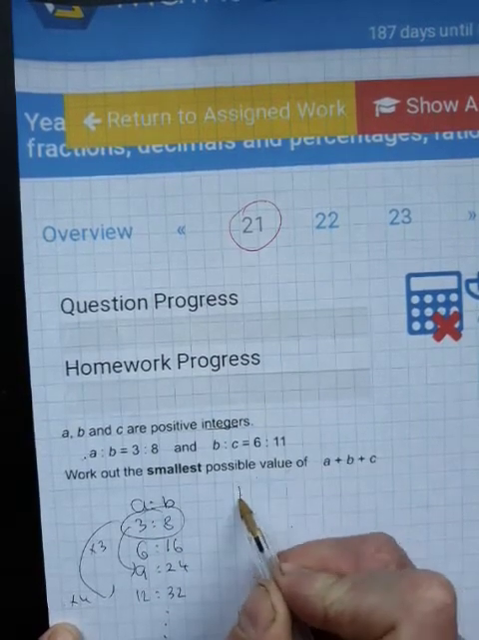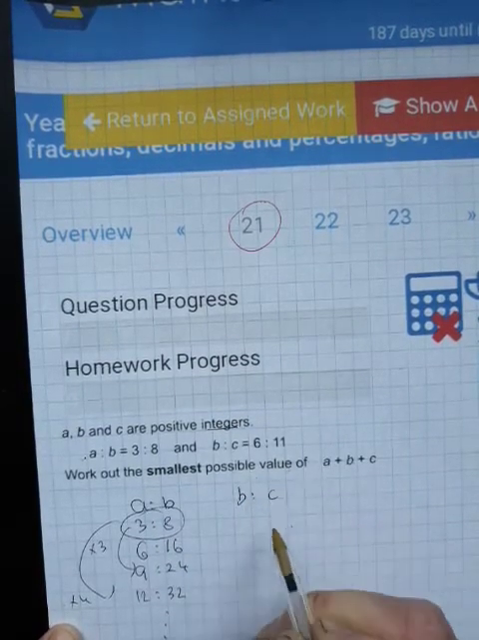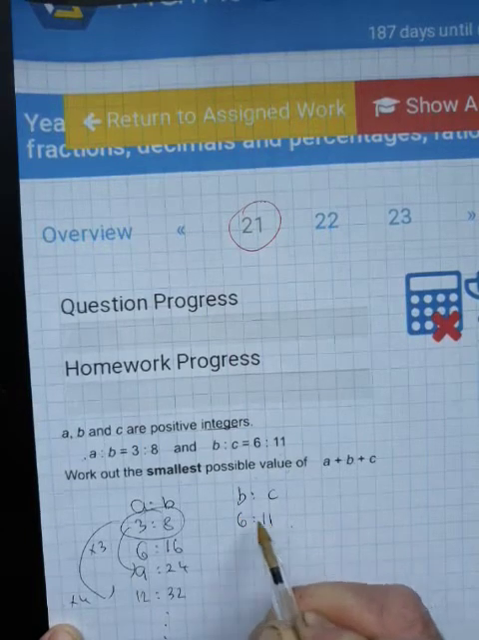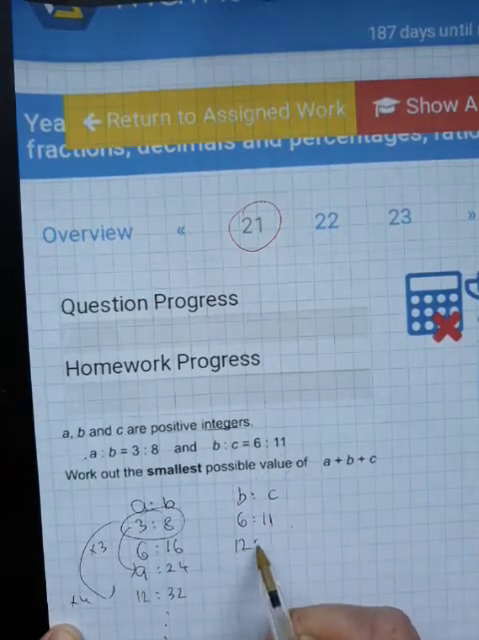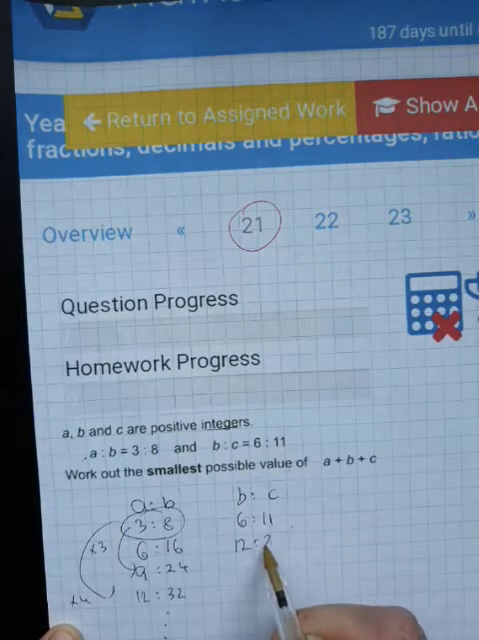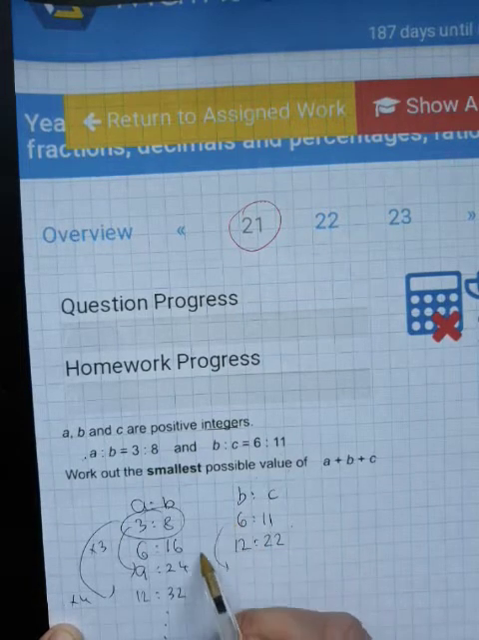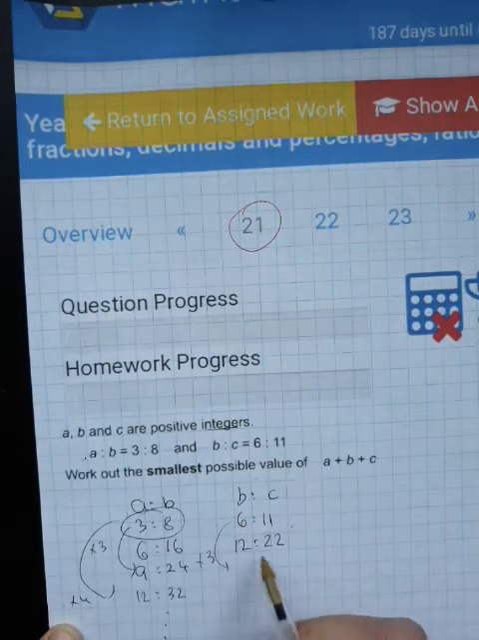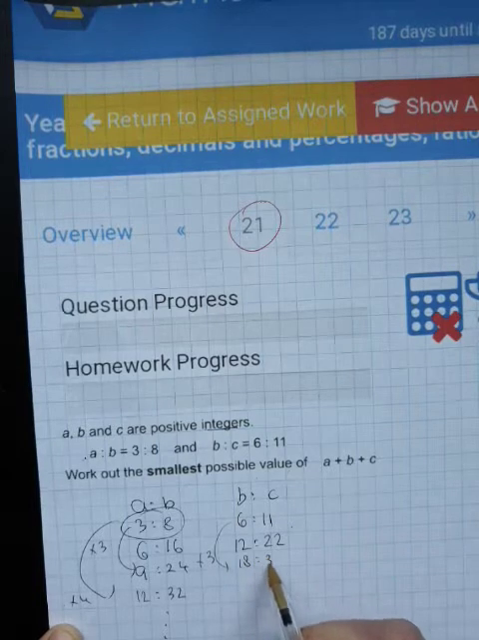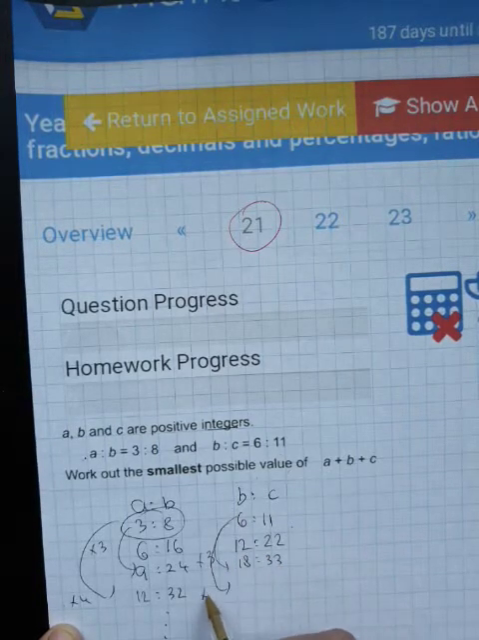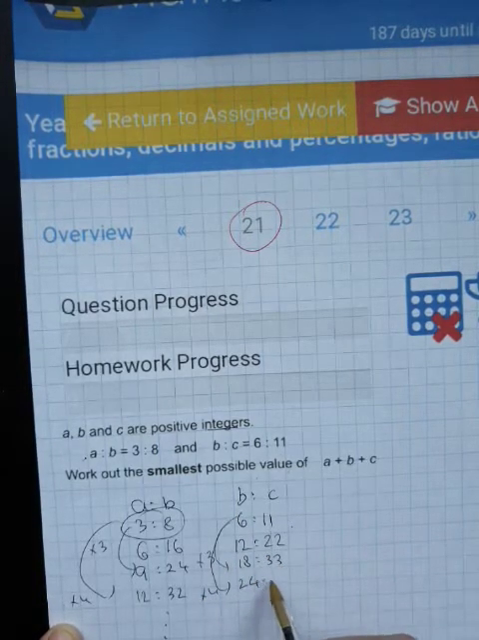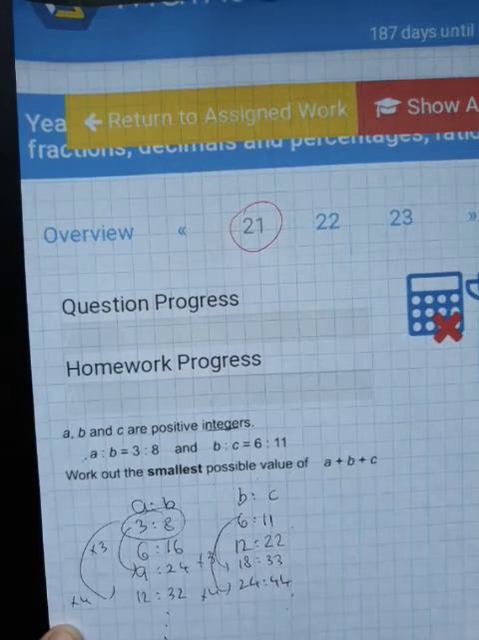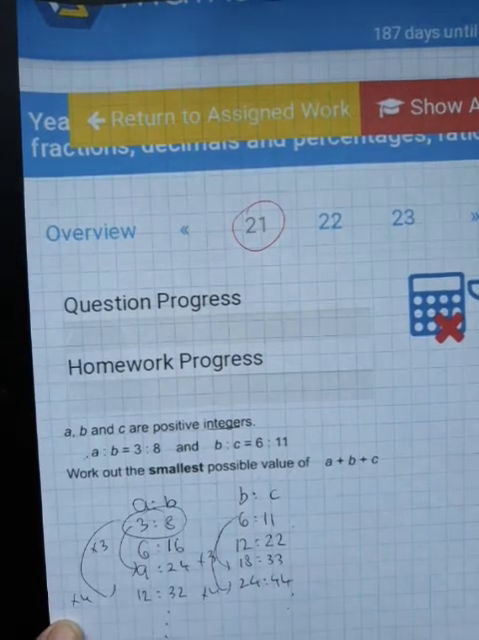B to C, same thing, 6 to 11. If I double both parts of the ratio, I get 12 to 22. If I triple it, times by 3, I get 18 to 33. If I times it by 4, I get 24 to 44, and I could carry on. Now I've stopped there, and you might see why.